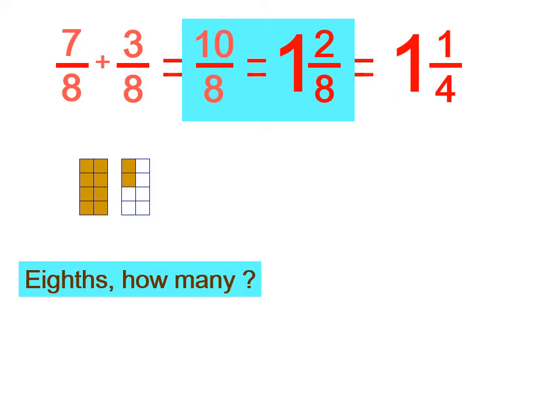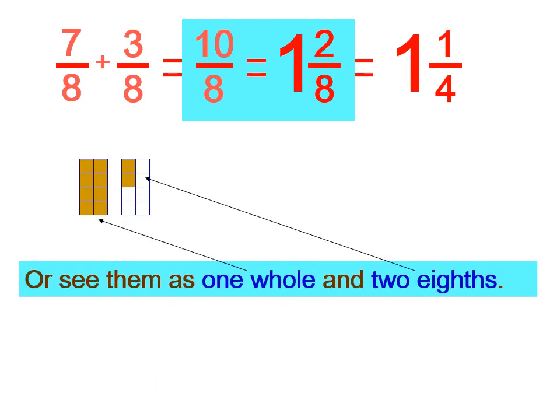Basically, how many 8ths do we have? Right, we've got 10 8ths. There they are as a bar diagram. There's our 8 8ths, and then we've got 2 more, giving us our 10 8ths. Or we see them as one whole, 8 8ths, and 2 8ths.